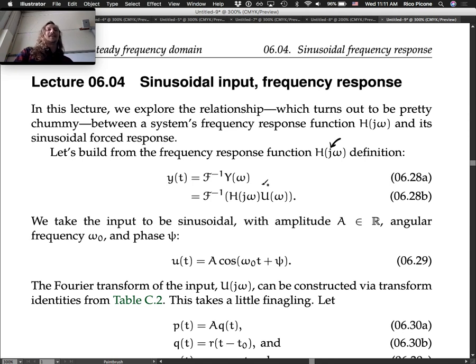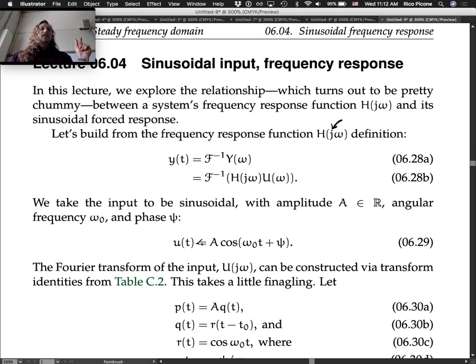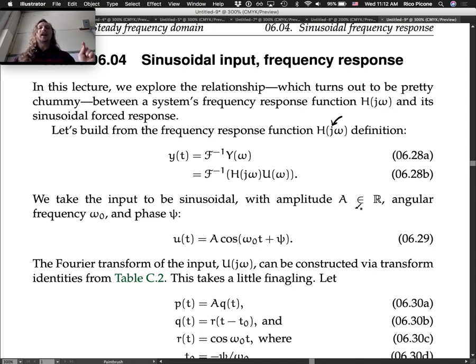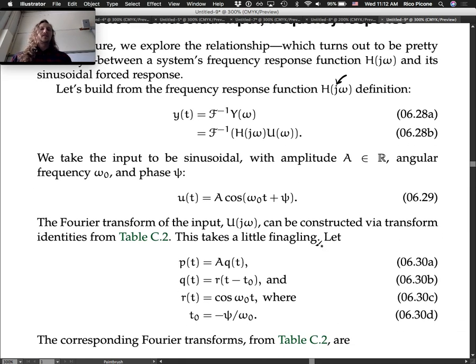We want to know what y of t is when our input is a sinusoid, and we want to keep H of j omega around. Preferably, we don't want it inside a Fourier transform or an inverse Fourier transform, but we're going to take what we can get. So we'll see how it goes. U of omega, the Fourier transform of the input, is in there, and we're specifically not just going to use any input, we're going to use a sinusoidal input. So we take it to be sinusoidal with amplitude A, angular frequency omega naught, and phase psi. So u of t is equal to A cosine of omega naught t plus psi.